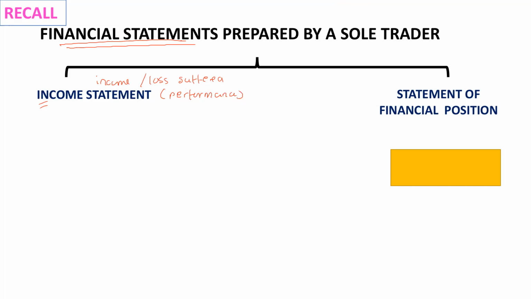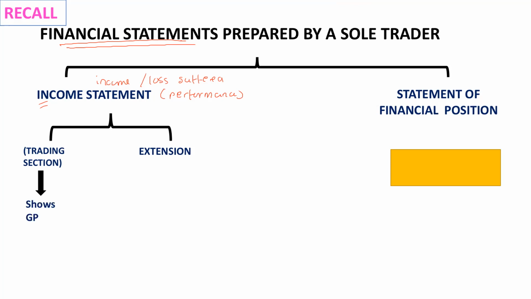Our income statement is divided into two parts. One is the trading section of the income statement and one is the extension of the trading section, which goes ahead of the trading. The trading section of the income statement shows us the gross profit. And the extension that starts with the gross profit records the other expenses, losses, incomes, and gains, and it shows us the net profit.